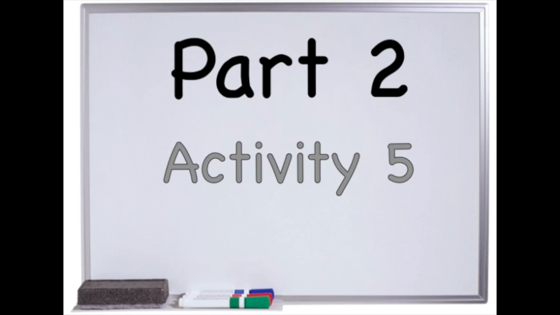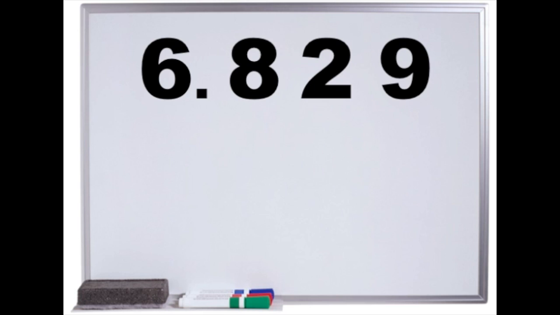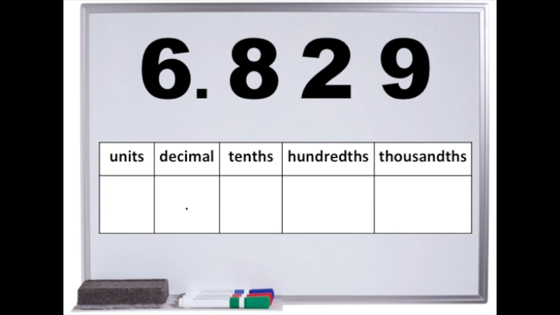Alright, let's have a look at what we have to do in activity 5. In this section, we look at how to write thousandths in our place value table. If our number was 6.829 and we needed to write it in a place value table, we would write 6 in our units column, 8 in our tenths column, 2 in our hundredths column, and 9 in our thousandths column.